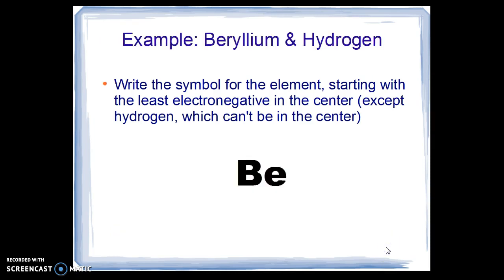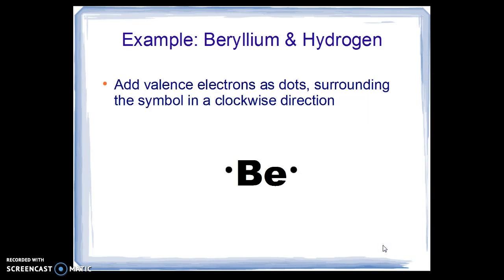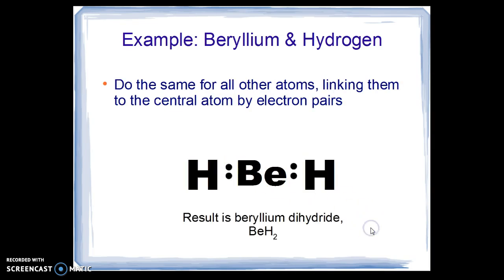Beryllium and hydrogen. Write the symbol for the element. Beryllium is in the center because hydrogen can't be in the center. We add the valence electrons as dots, one on this side and one on the other. And we bring in the hydrogen with its electron on either side, and we get beryllium dihydride, BeH2.